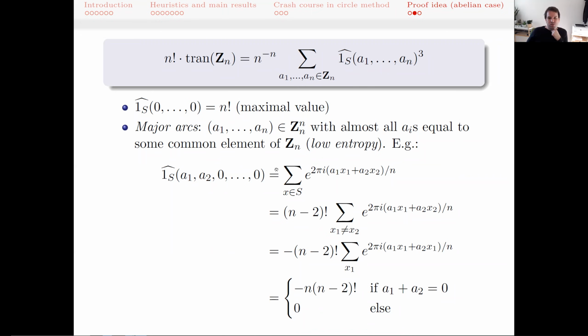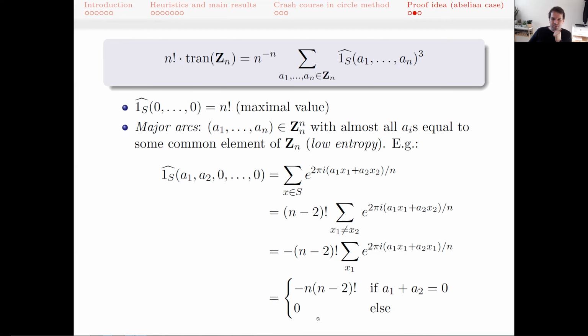So by definition, this Fourier coefficient is equal to this sum. This is equal to (n-2)! times the sum over all x1 and x2, which are different and come from Z_n. And then you can use the fact that the sum of all nth roots of unity is equal to 0. And basically, then that will give you that this is the same as minus the sum over x1s of these guys.